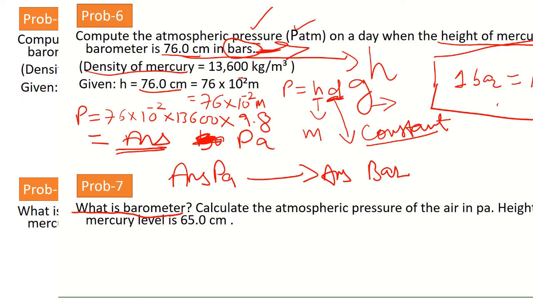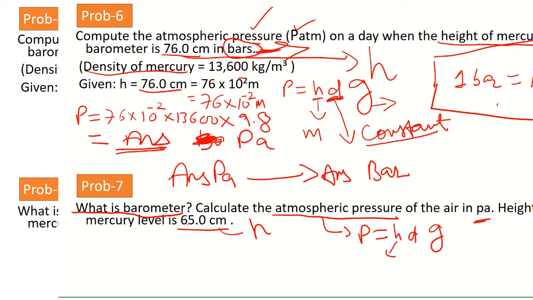Now the question says calculate the atmospheric pressure of the air in Pascal when the height of the mercury level is 65 centimeters. So this is the value of the height, and here the same formula you have to use for the pressure. So here you have to find the pressure, and the formula for the atmospheric pressure is H D G.